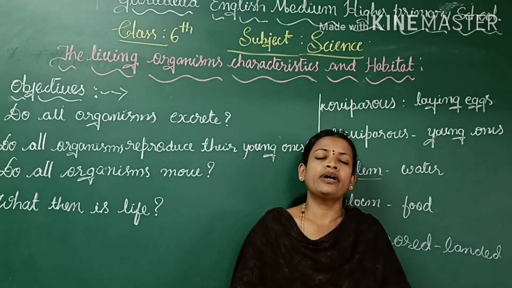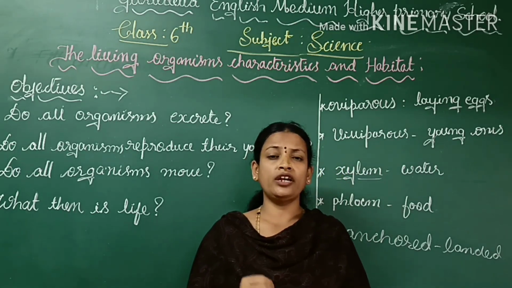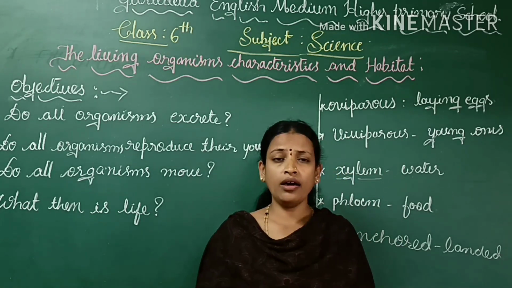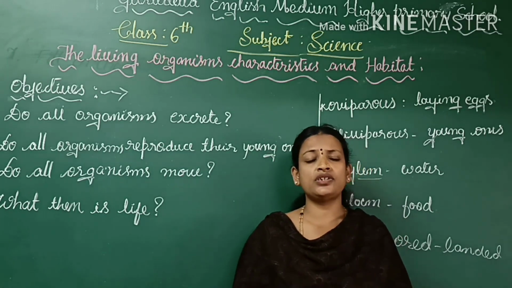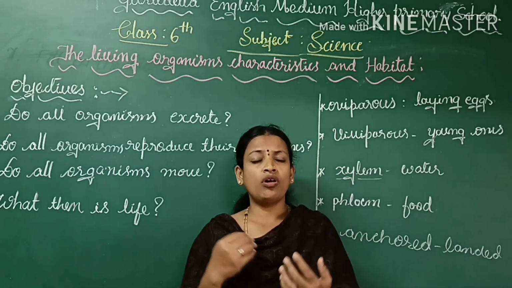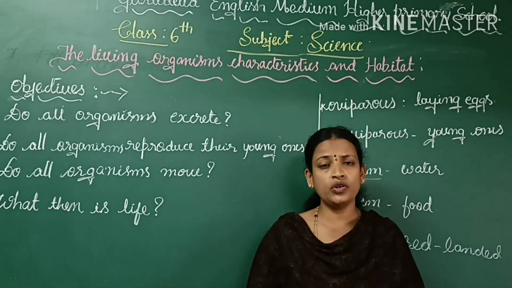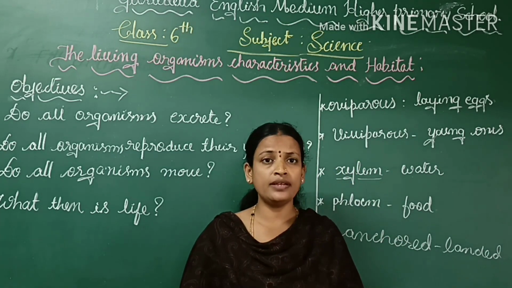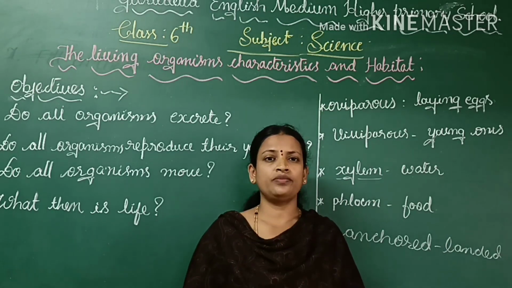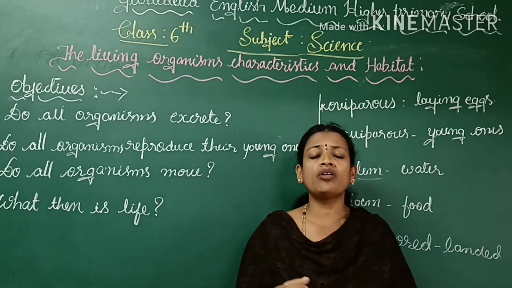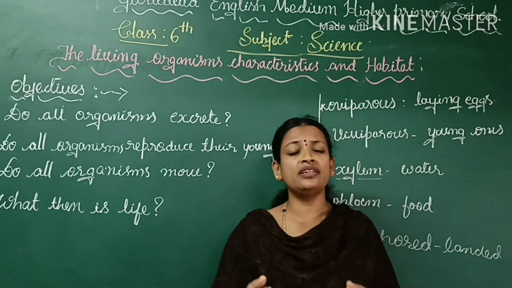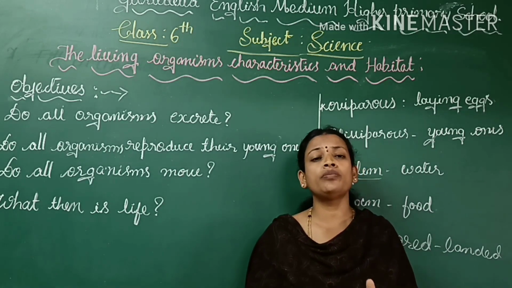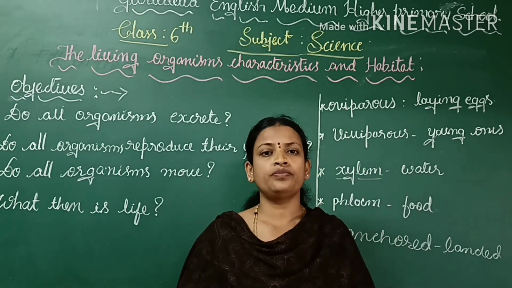Okay, so that, my dear children, we now understood that living beings, the animals as well as the plants, exhibit the 7 characteristics. The organisms need food, show growth, reproduce, respire, respond to stimulus, move, and excrete. But we do not identify all these characteristics in non-living beings. But these non-living beings also exhibit some of the characteristics.